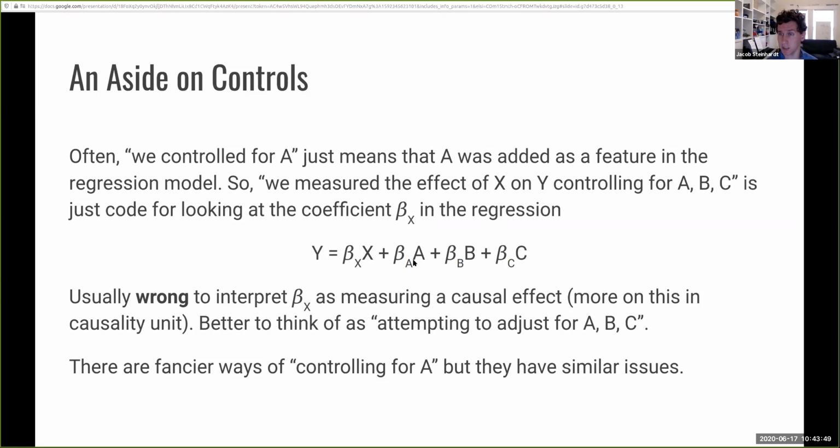So I think in general, a big problem in a lot of applied fields that use statistics is that controls are viewed as a panacea.